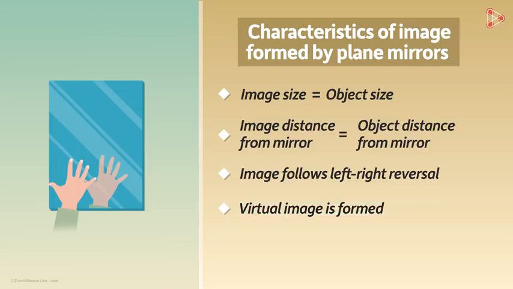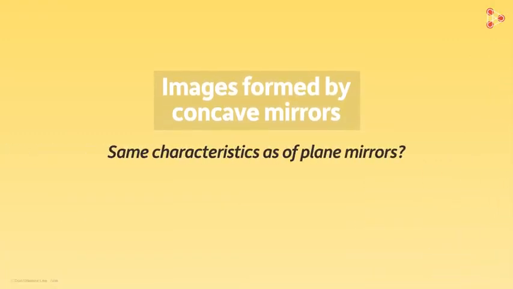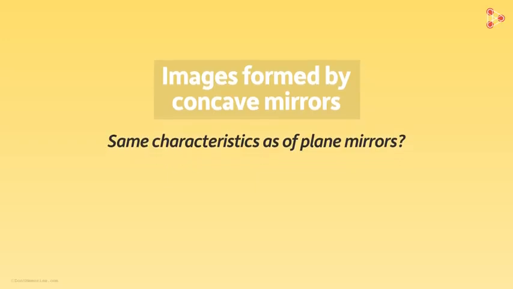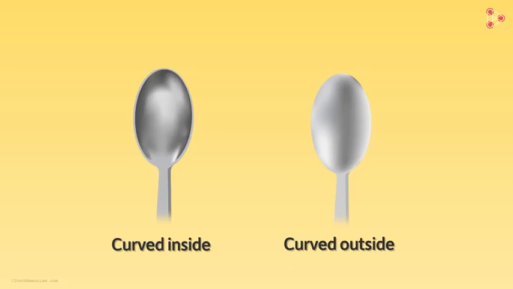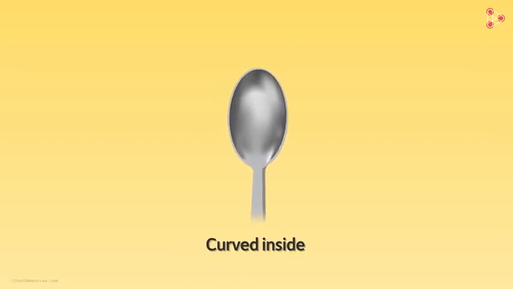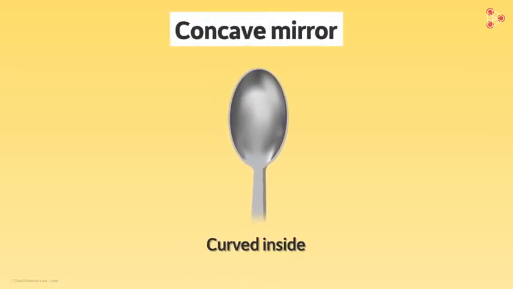So what about the images formed by concave mirrors? Do they have the same characteristics? You all must have seen the reflection of your face in a spoon. A spoon has two smooth surfaces, one curved inside and the other curved outside. However, it is not perfectly spherical. For ease of understanding, we can consider the reflecting surface which is curved inwards as a concave mirror.